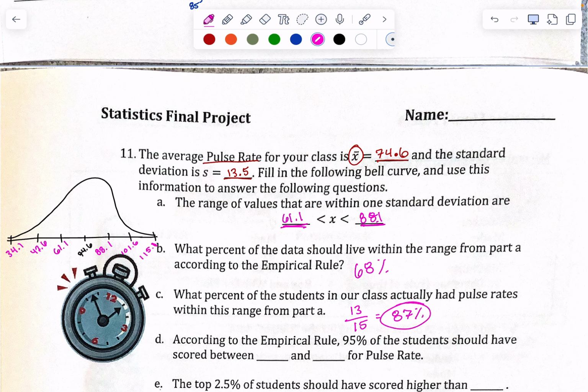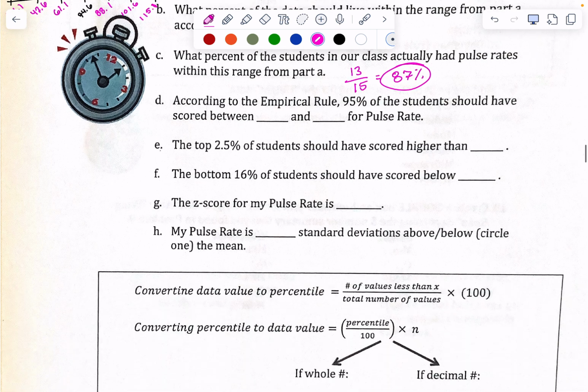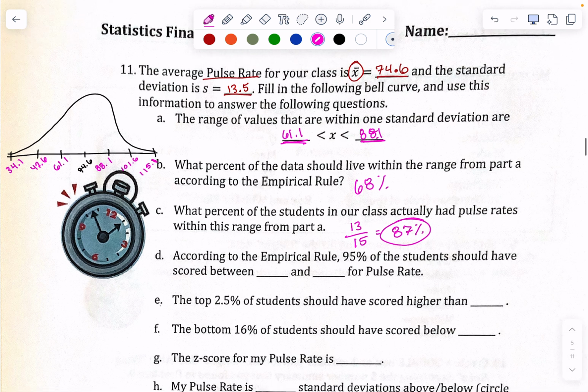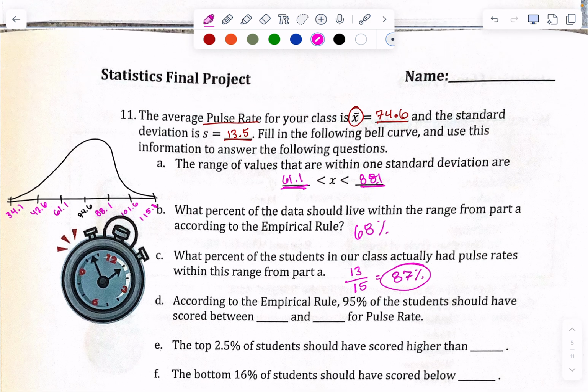Because I know 1/15 was about 7%, but that was rounded up. Okay, so keep answering. According to the empirical rule, 95% of students should have scored between 47.6 and 101.6.